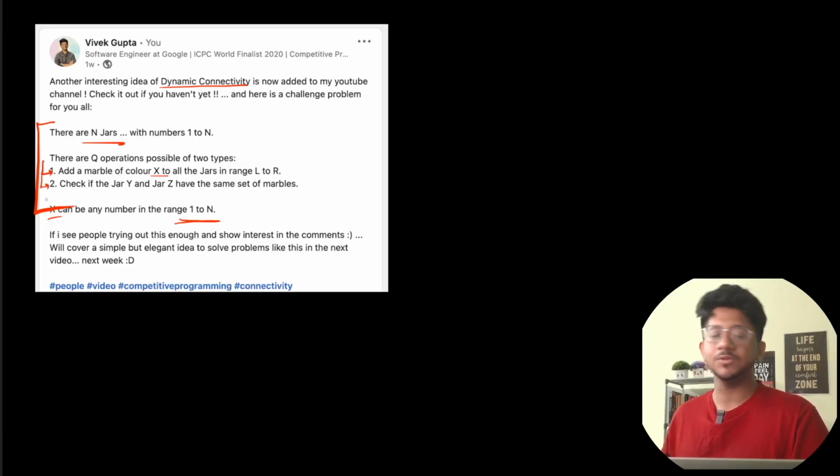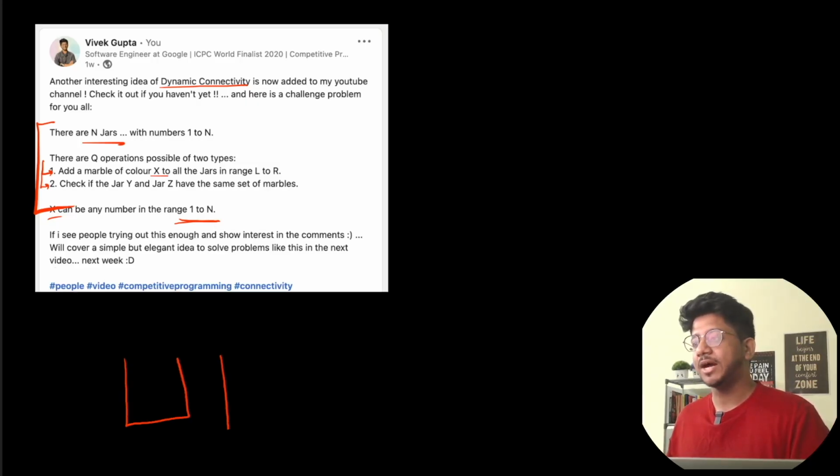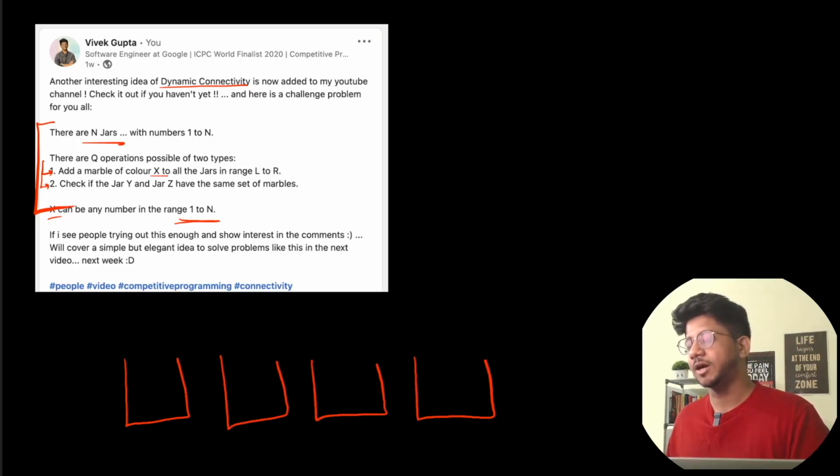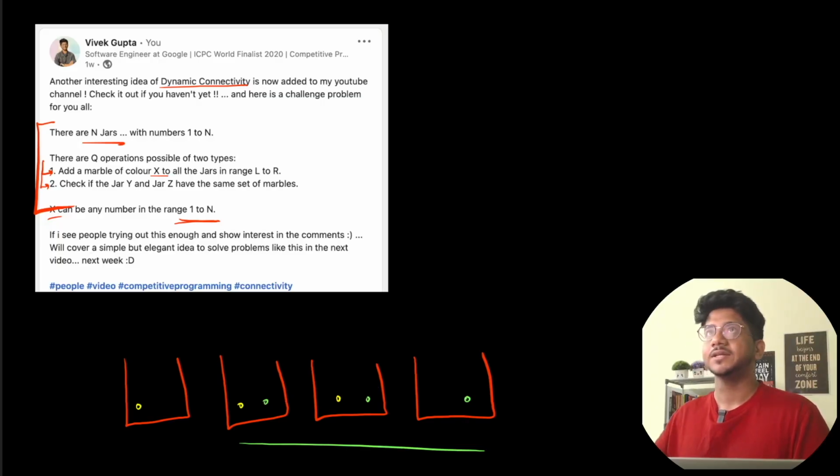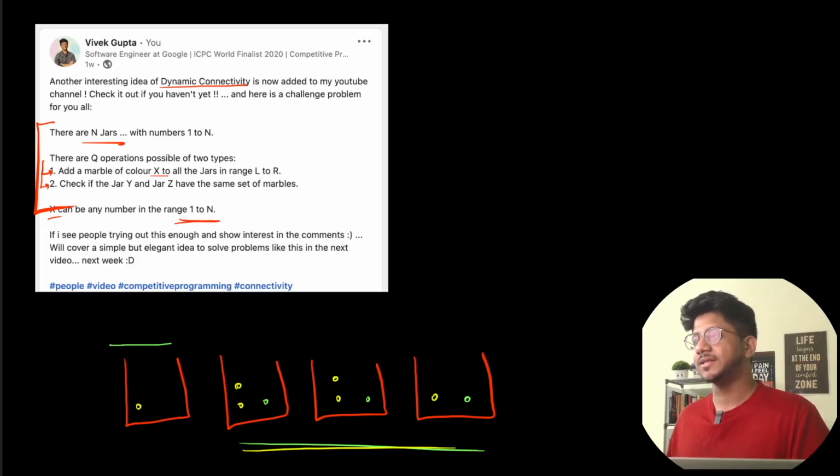The other type of operation is to check if two jars have the same marbles. Let's say I have four different marbles. I put a yellow marble in this range, then a green marble in this range, so a green marble gets inserted over here. Then a yellow marble in this range again, which inserts another yellow marble over here. Then a green marble in this range, which inserts just a green marble over here.